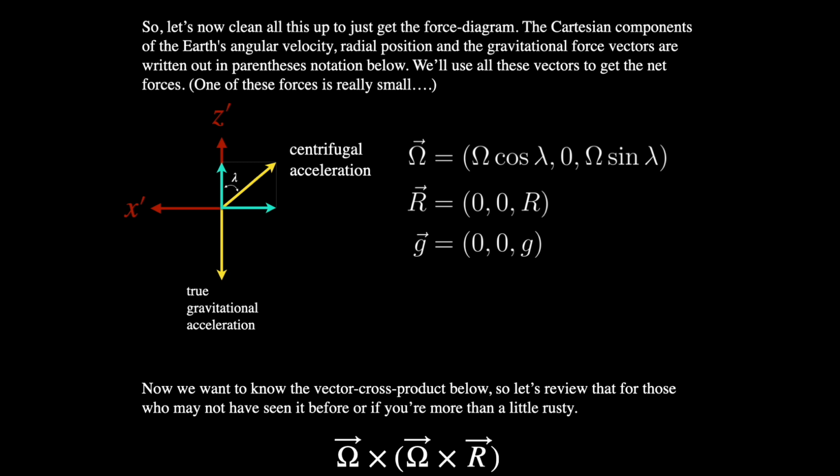We need to review what we mean by a cross product, because we're going to take the cross product of a cross product, which can be kind of crazy. So we've got three vectors. We're taking a cross product of omega cross r, and then omega cross that result. So let's look at that stuff, because you're probably rusty. Who looks at this stuff on a daily basis? Probably not you, and I'm going to assume you're not.